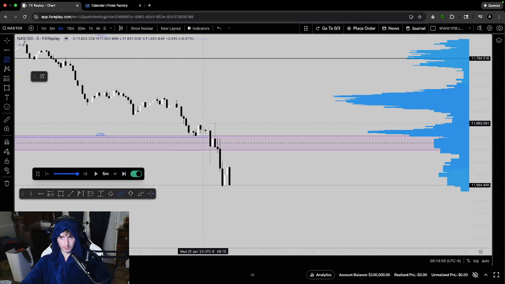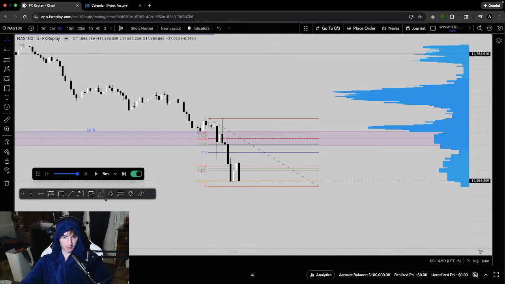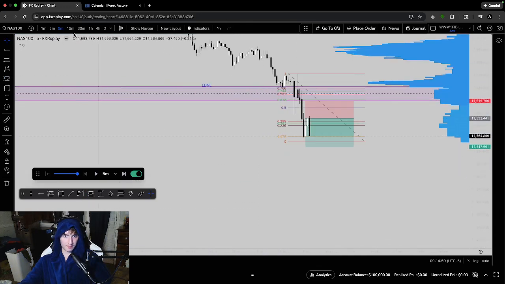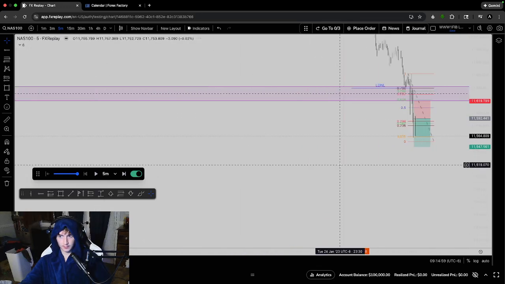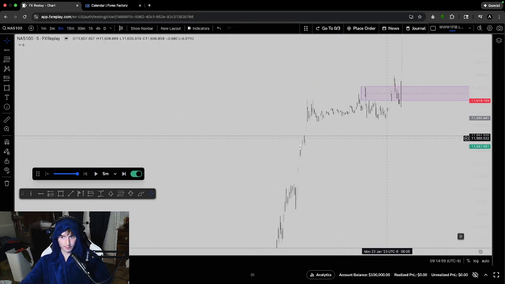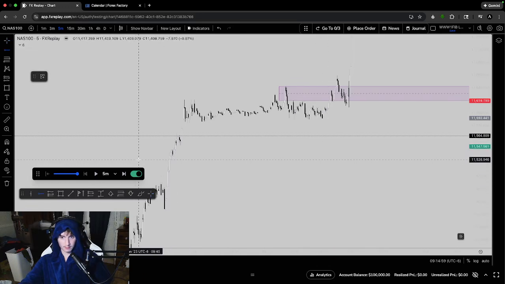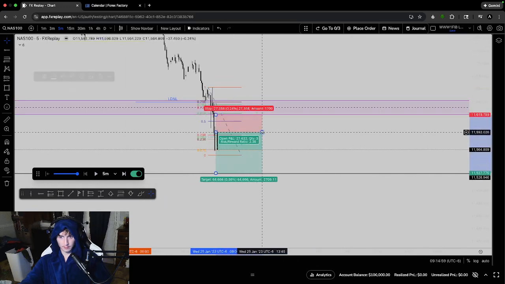Perfect. We retap this 5 minute gap. We resisted it, so we'll do it right there. 20 point stop. 5 minute. Bro, why is it not showing me the... There we go. And where do we want to target? Let's target right there. Something small, but doable.